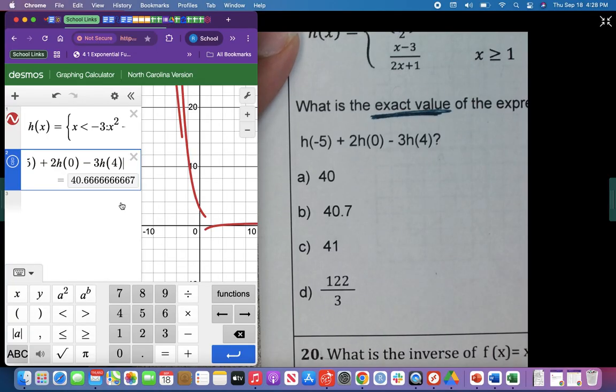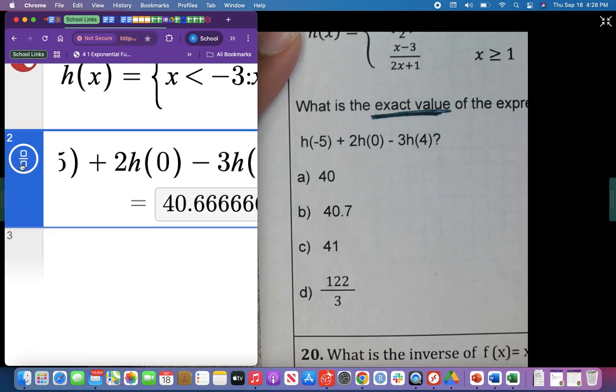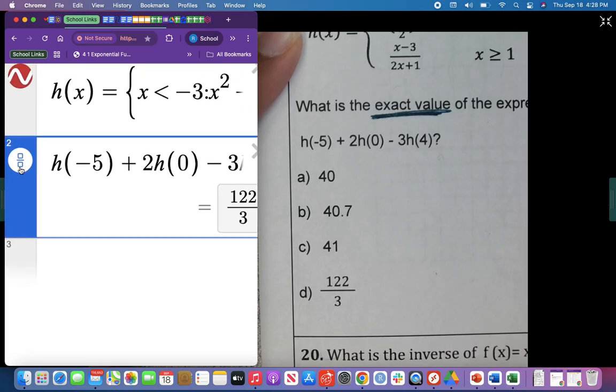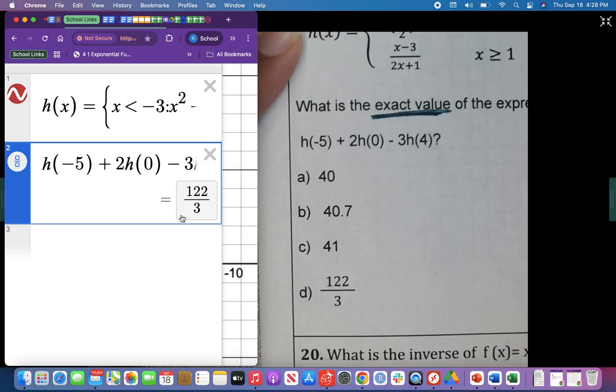exact value. So since this is a repeating decimal, you are going to need to change it to a fraction, and looky here, what do you notice? The fraction. So I'm going to click that, and what's my answer? 122 over 3. So answer is D.